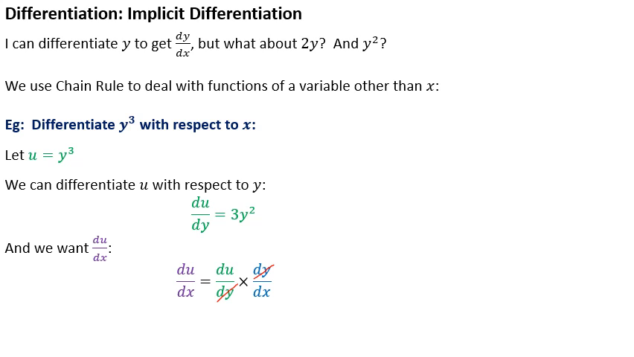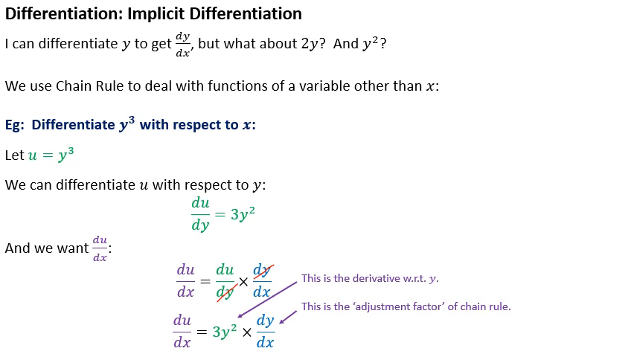The last thing to do is to replace du by dy with 3y squared, because we've already calculated that. But although this may not seem very satisfying, this is what we're looking for, 3y squared times dy by dx. So we've got the derivative with respect to y, sort of its natural derivative. If I give you some horrible function like sine y, for instance, you can differentiate that with respect to y, you get cos y.